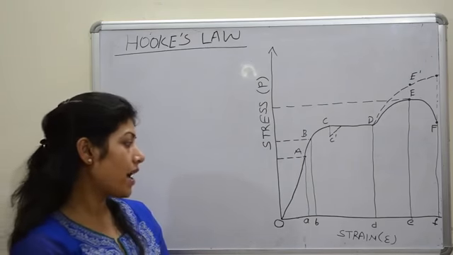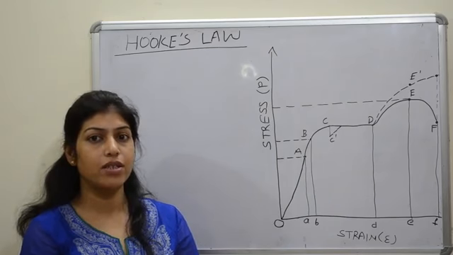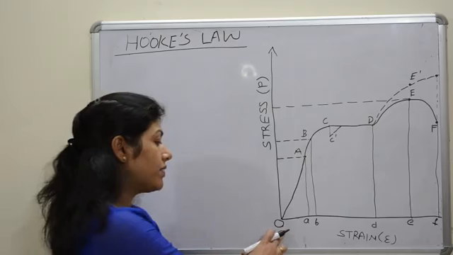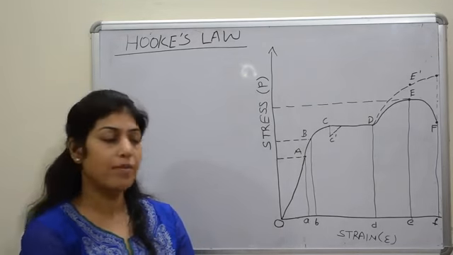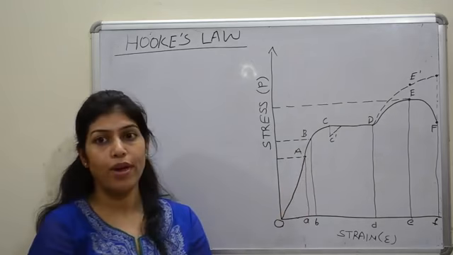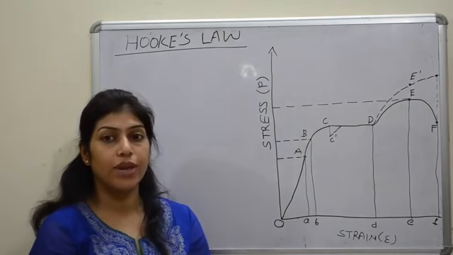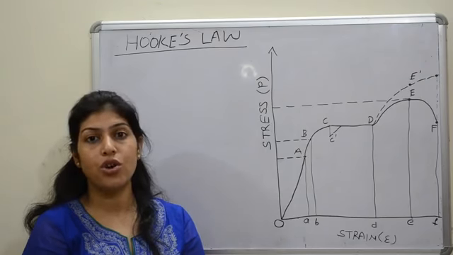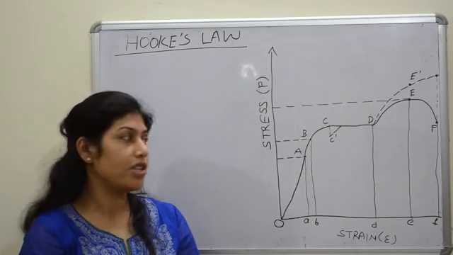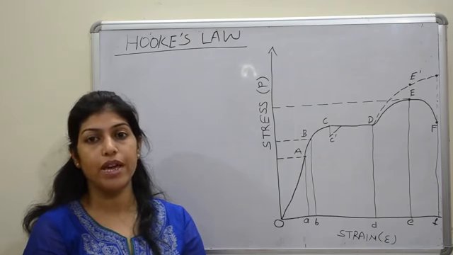So in this diagram you can observe the initial portion of the diagram is OA, where the curve starts from the point O. OA is a straight line, and the slope of this straight line OA is the ratio of stress to strain. The material behaves elastically in the range of OA, and the slope of this line OA is constant in this particular range.